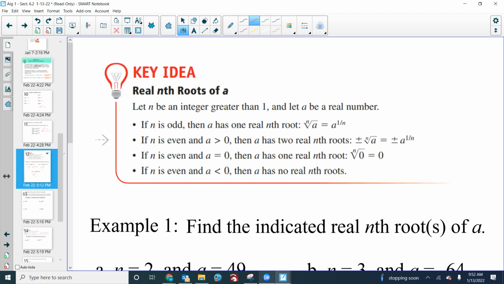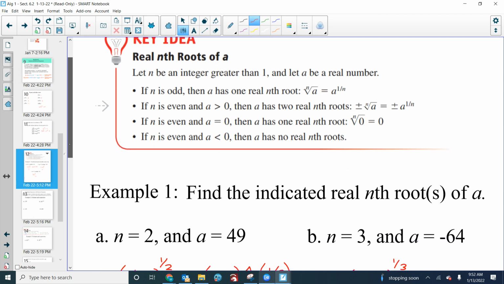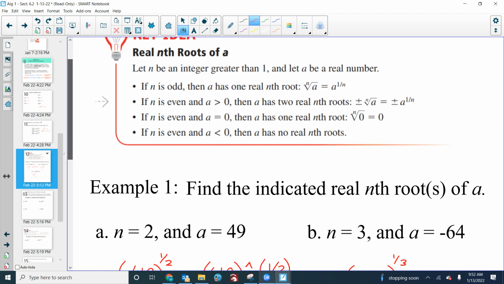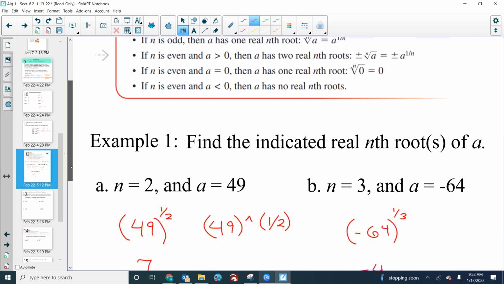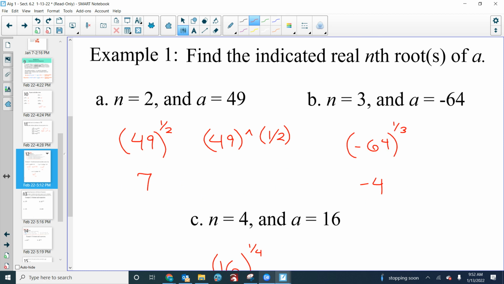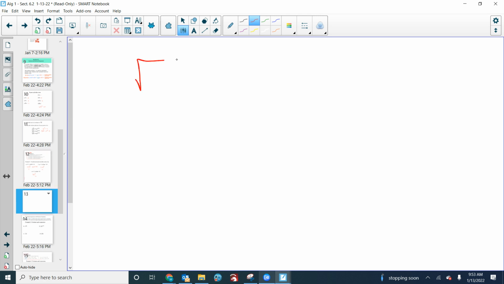I actually disagree with them on this. Which one don't you like? They're saying if n is even, then a has 2 real nth roots. I think what they're saying is positive or negative. But it's not for that. 49 to the 1/2 is not positive and negative 7. No? Because they're telling you to take the square root of 49. Square root of 49 though would be plus or minus that. Why not? There's two questions. So there's find the square root of 49, and there's x squared equals 49.